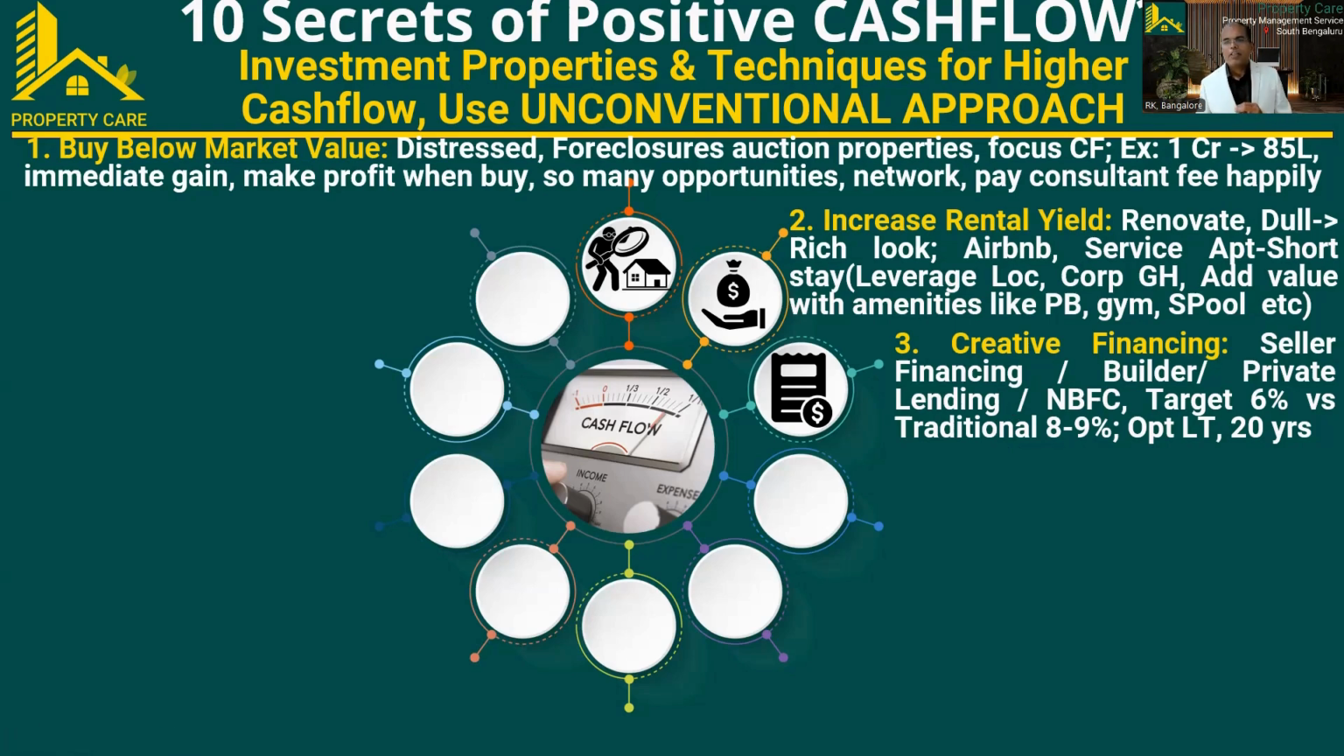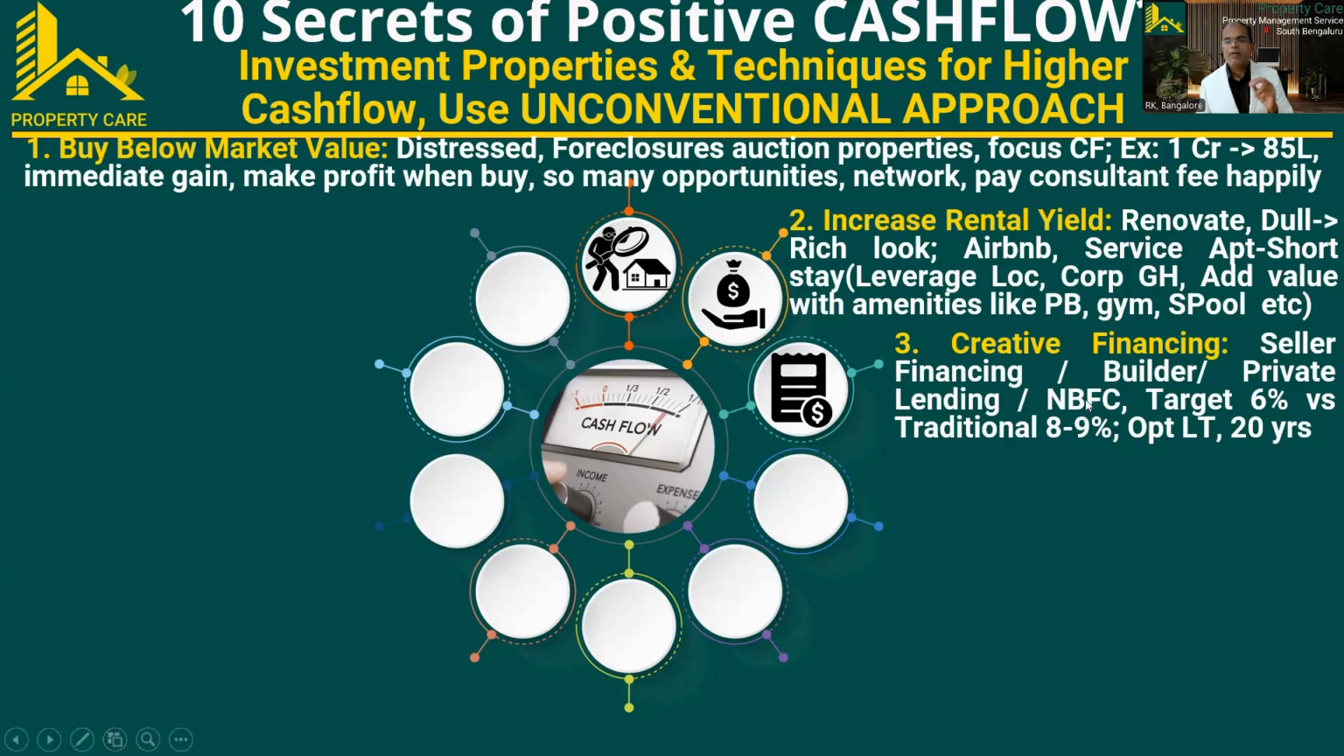For example, a bank charges 8 to 9%, and you will get 6.5 to 7. Even 1% makes a big difference. So try to find something outside the regular conventional approach and talk to private lending agencies. They will also fund it with a lesser percentage compared to a nationalized bank or a private bank.